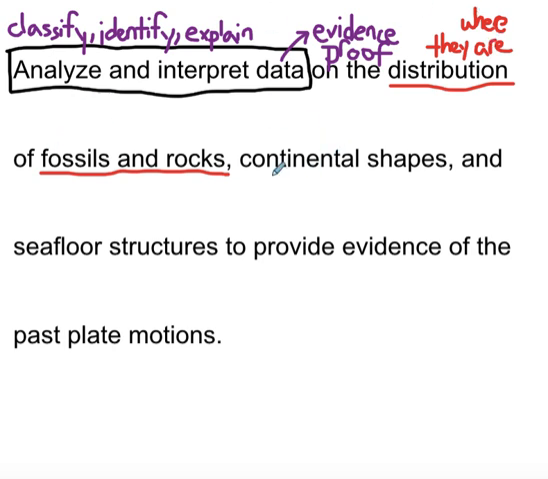Some more evidence that we'll be working with is continental shapes. That's talking about the shape of the continent, like what does North America look like, or South America, or Europe, or Asia. And what scientists have noticed is that the shapes of the continents look like they fit together like a puzzle. You could put them together like one big puzzle. That's some evidence that scientists have used. Continents fit like a puzzle.